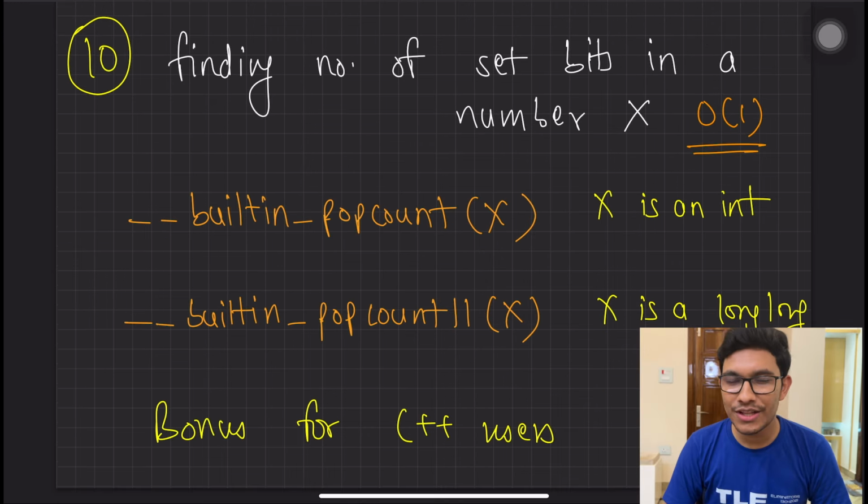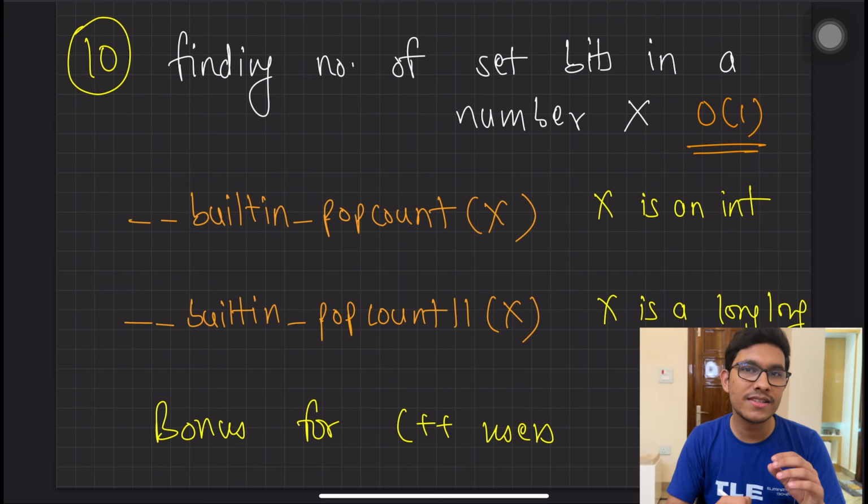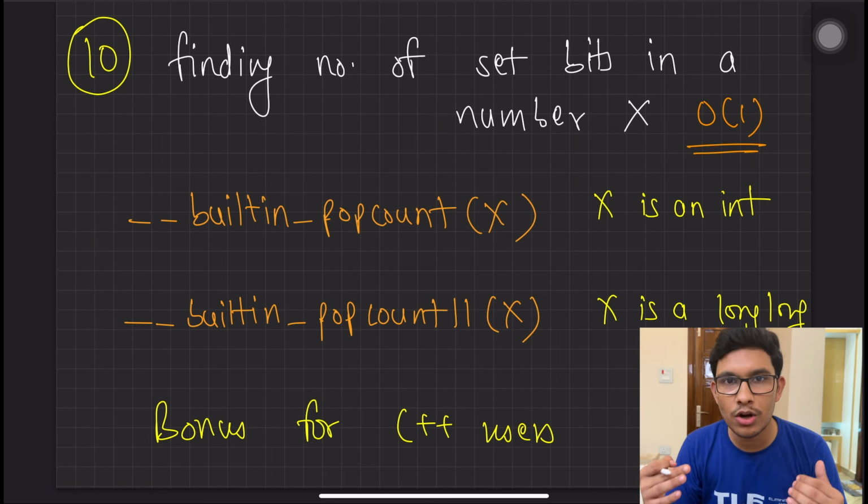So finally, let's move to the last trick of this video, which is only useful for C++ users. Again, sorry for the Java and Python folks. But yeah, in order to find out the number of set bits in a number X, how do you do it? Basically, you iterate over all the bits and then you count the number of set bits. That would result in order of log n total operations, right?